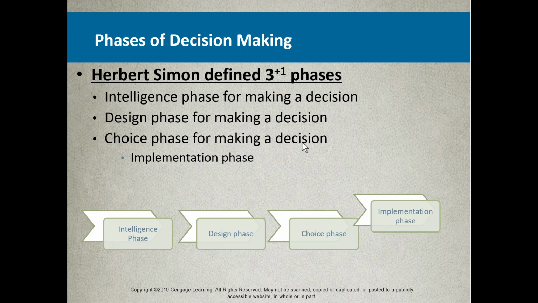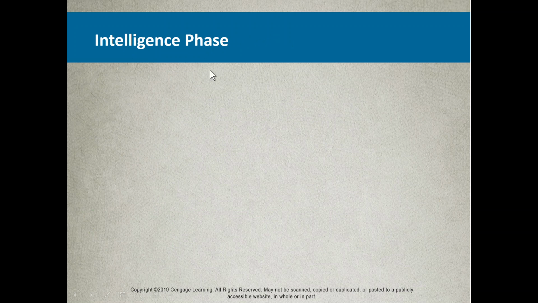Now the +1 is also the implementation of the decision, but sometimes decisions aren't made, so there may not be an implementation to that. So let's break these down a little further. Let's start off with the intelligence phase.